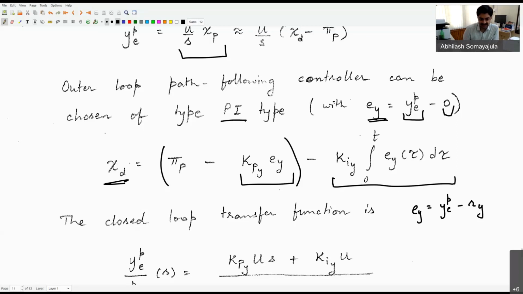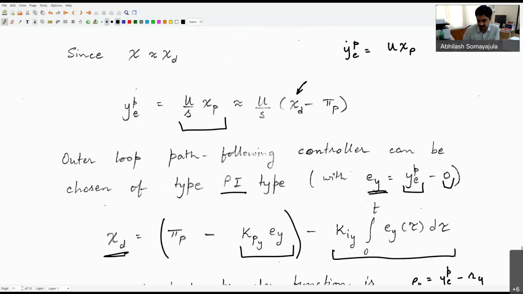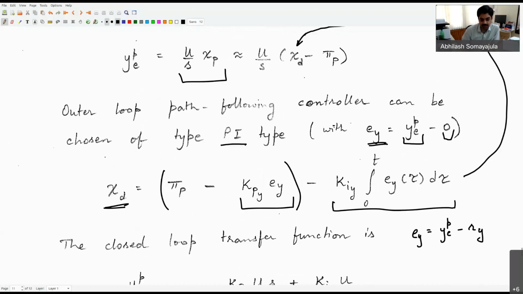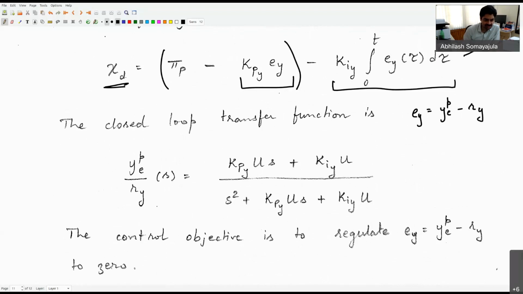Okay, and then I substitute this control law into this equation here. So I basically pull this and substitute here. And then I try to take a Laplace transform of it. You should see that the expression for YPE to RY comes out to be what is shown here. Okay. And I'm not going to go through this because it is basic algebra.